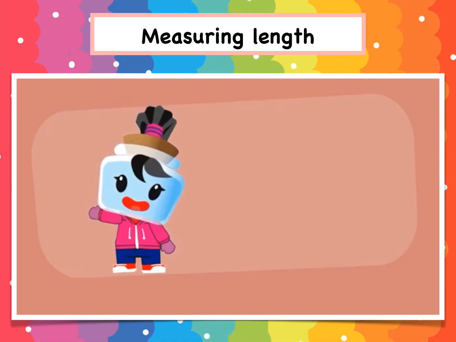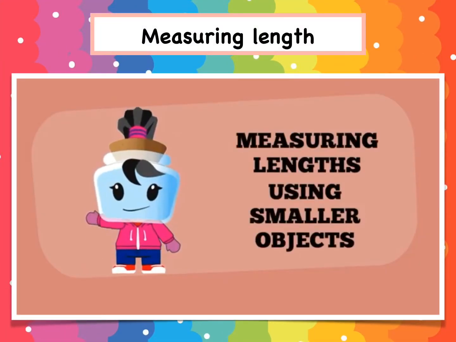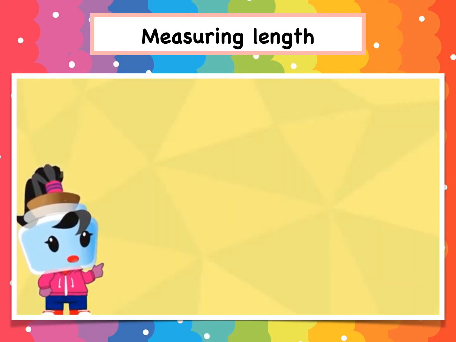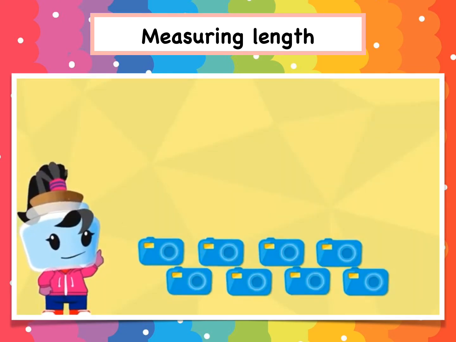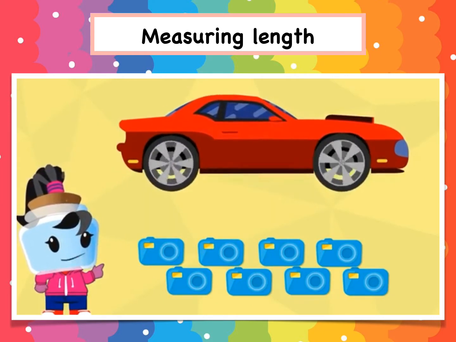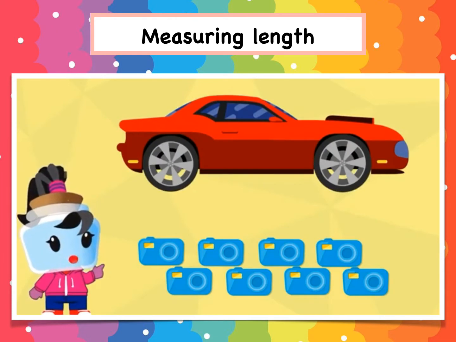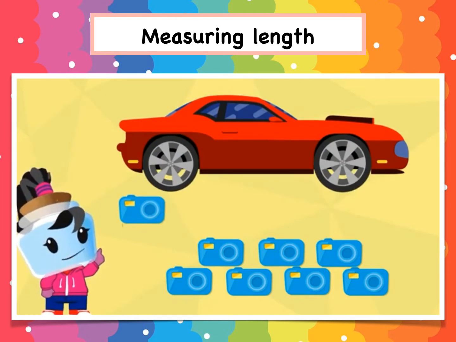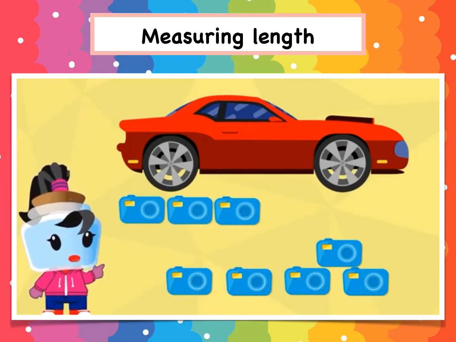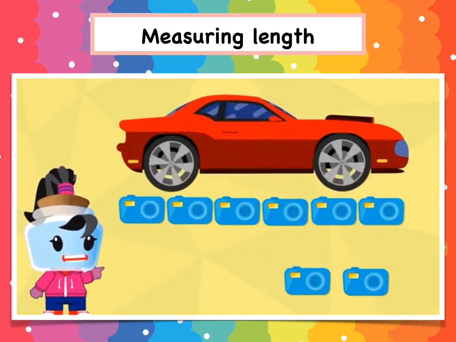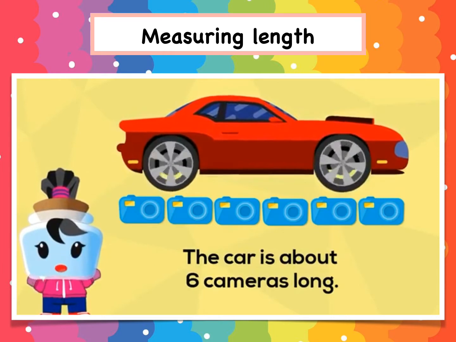Now, let's move on to measuring lengths using smaller objects. For our first example, use the cameras to measure the length of the car. Let's line up the cameras below the car and count. 1, 2, 3, 4, 5, and 6. The car is about 6 cameras long.